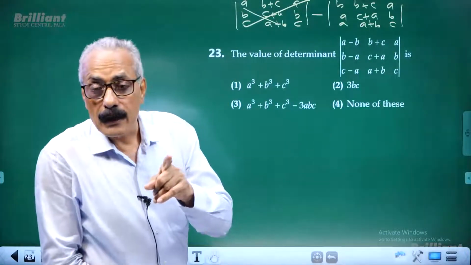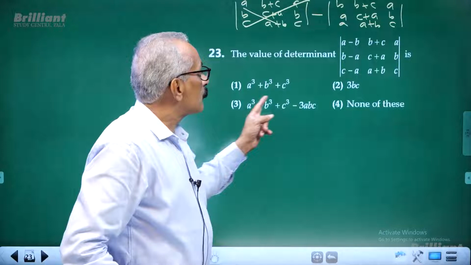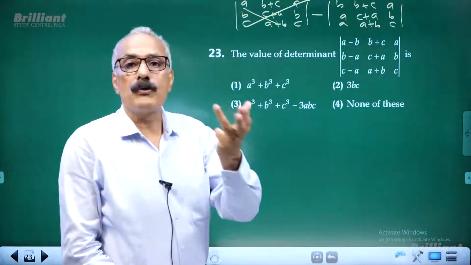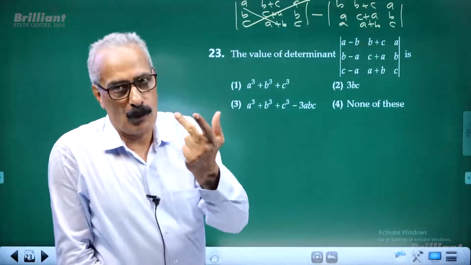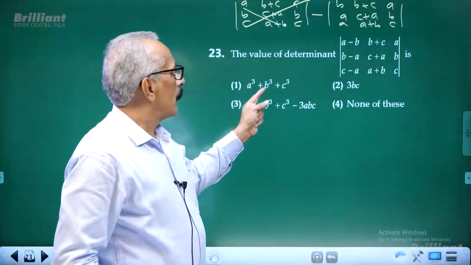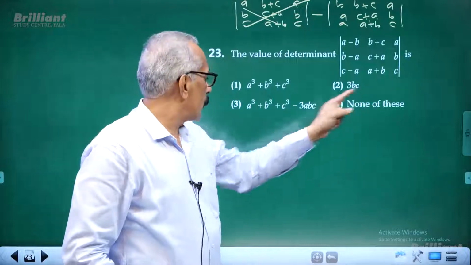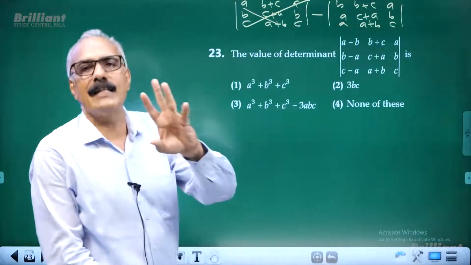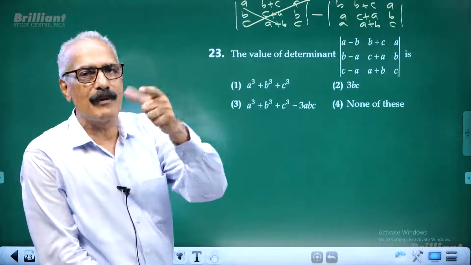One more thing is there. You can substitute certain values for A, B, C. You can give A equal to 0, B equal to 1, C is equal to 1. Then 0, 1 plus 1, 2. This will become 0. So it will become 0, 1 plus 1 minus 0. I think that A is equal to 1, B is equal to 1, C is equal to 1 is better.